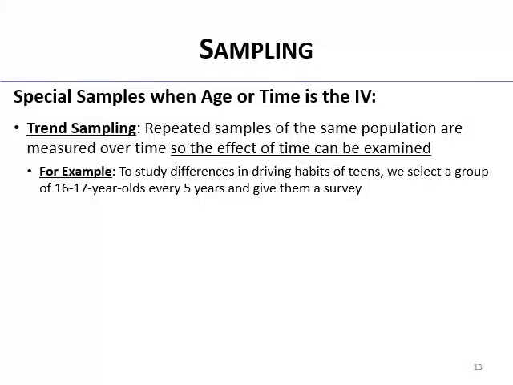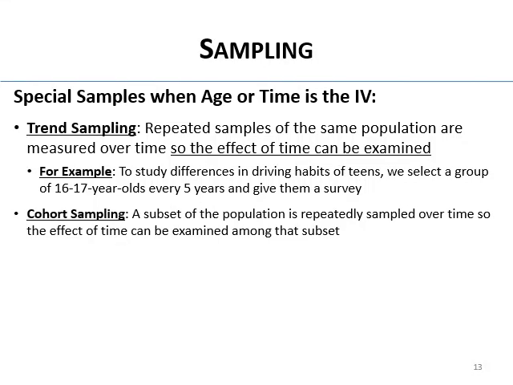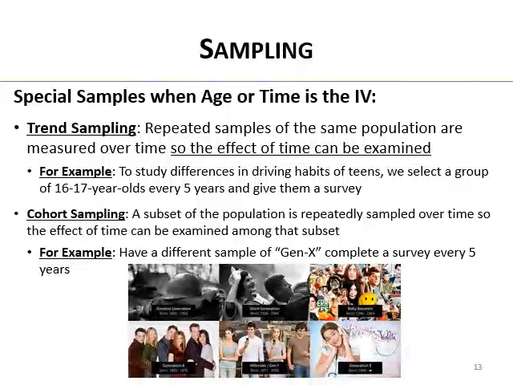So the key here being it's different folks who have this characteristic of being 16 to 17 years old over time. Cohort sampling is when some subset of the population is repeatedly sampled over time, so the effect of time can be examined among that subset. So up top, it was different 16 to 17-year-olds. Cohorts can be folks from the same cohort, right? Repeatedly measured over time. So for example, I could have different samples of Gen X's complete a survey every 5 years. So they're different Gen X people, but I'm looking at changes in how the Gen X generation views things over time, that sort of thing.